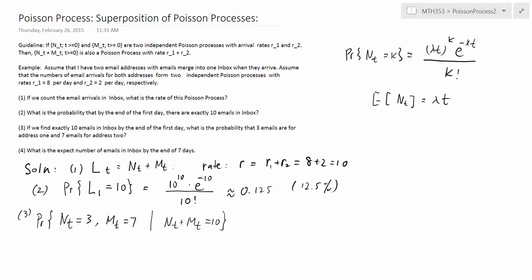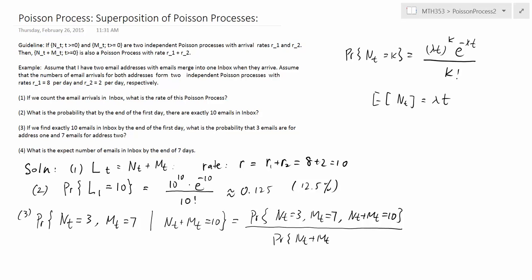Now, we have to use the conditional probability formula. So this is going to be the probability that NT is equal to 3 and MT is equal to 7 and NT plus MT is equal to 10. That's A intersects B, right? And divide by the probability that NT plus MT is equal to 10. Now, we already calculated the denominator in item 2, so we can actually write it down.